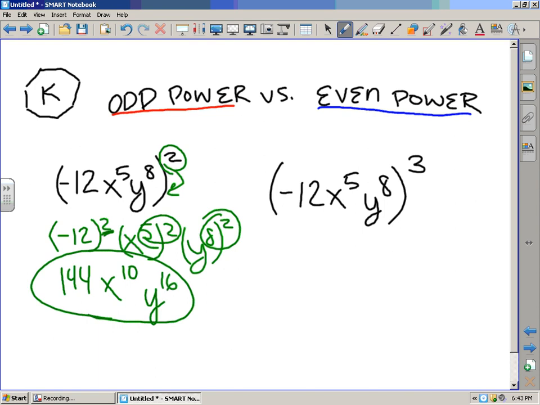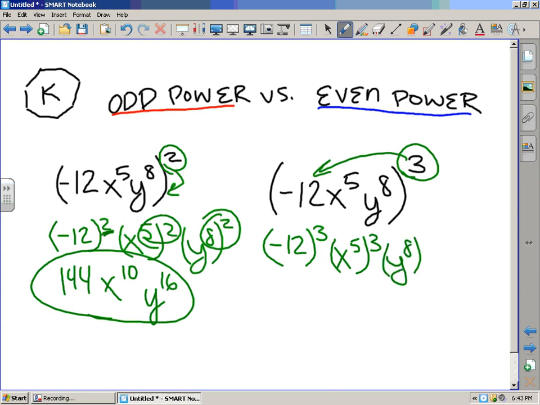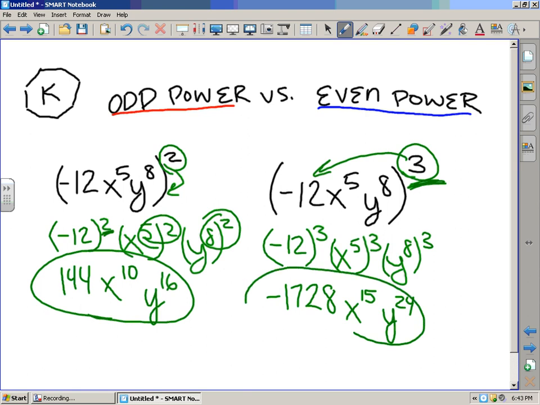Over here, the 3 goes to the entire -12, because it's in parentheses. The x to the 5th also gets a power of 3, and the y to the 8th gets a power of 3. So we take -12 to the 3rd power, and we get -1728. The result is negative because we had an odd exponent. Then power to a power you multiply, power to a power you multiply, and we get -1728, x to the 15th, y to the 24th.